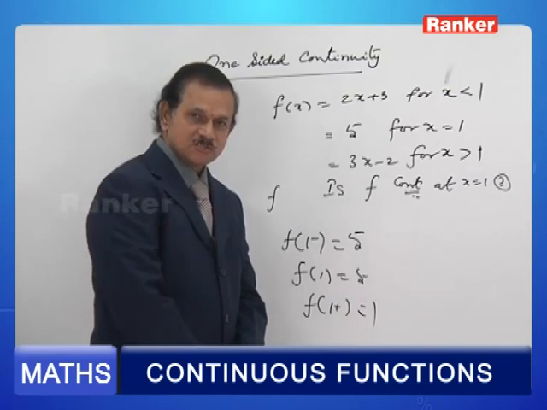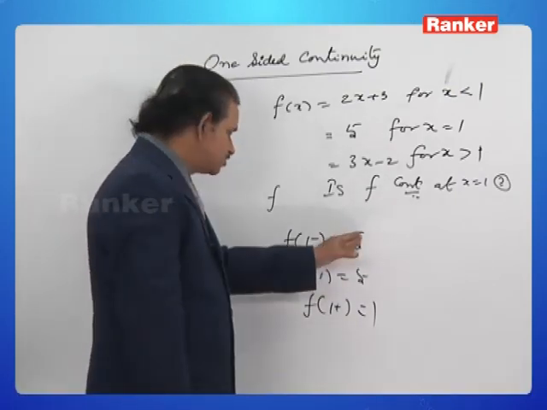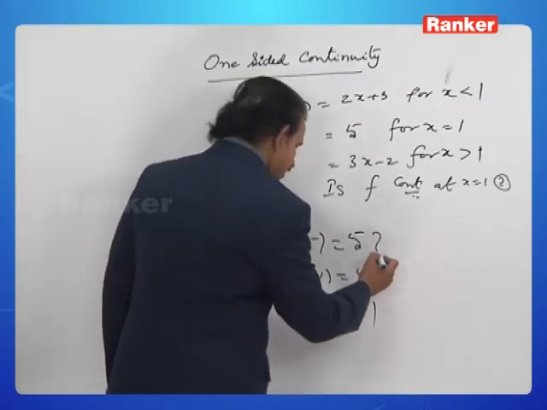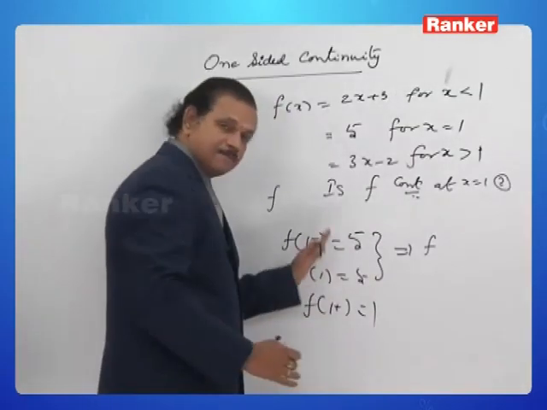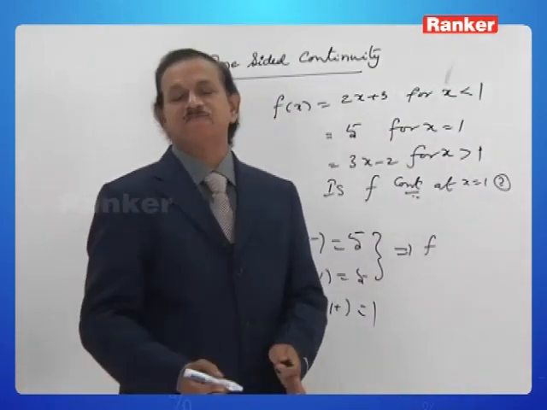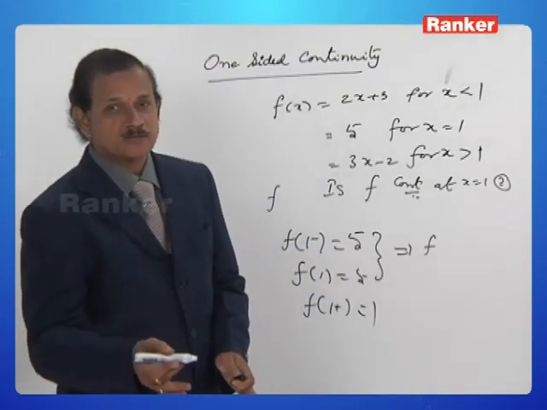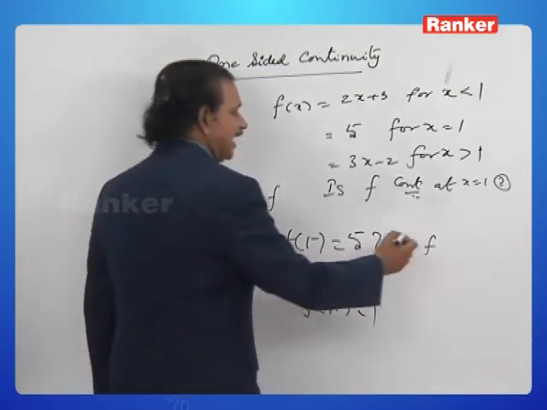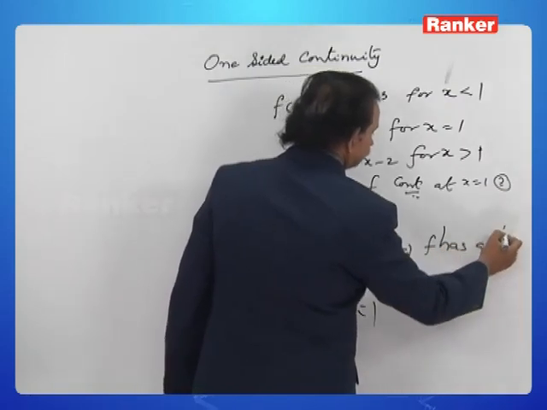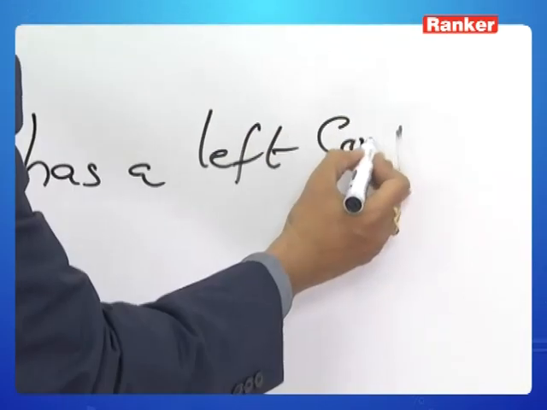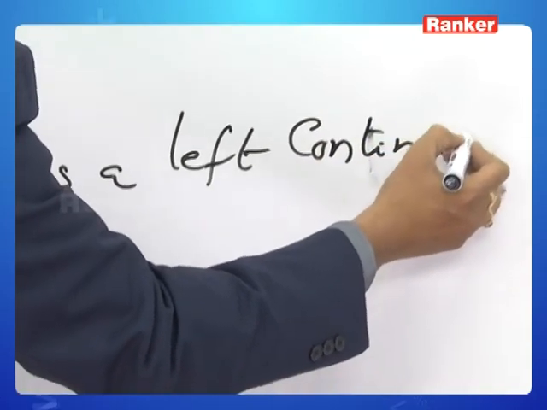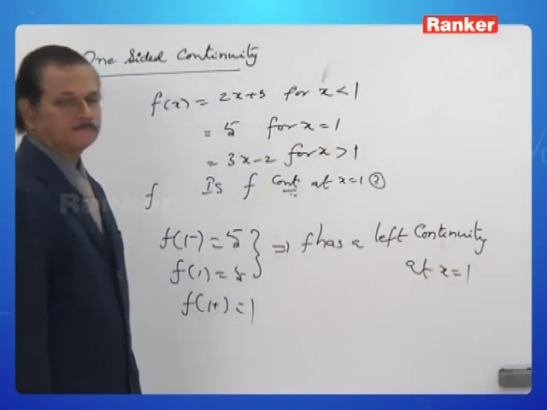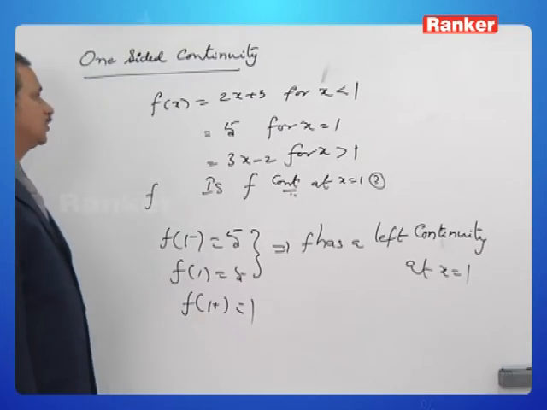Left hand limit exists, f of 1 exists, these two are equal but not equal to f of 1 from right. So from these two itself we say that f is continuous from left or right? From left, because left hand limit is becoming equal to f of 1. So f has left continuity at x is equal to 1.